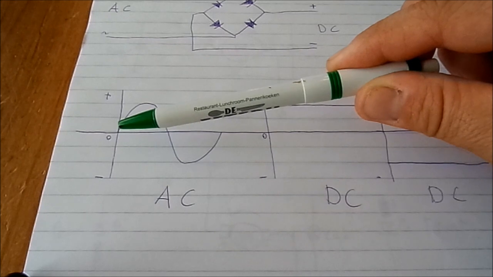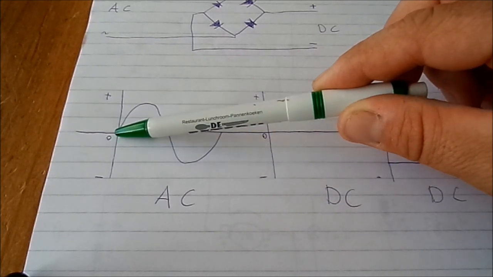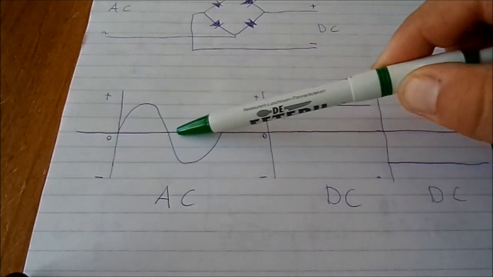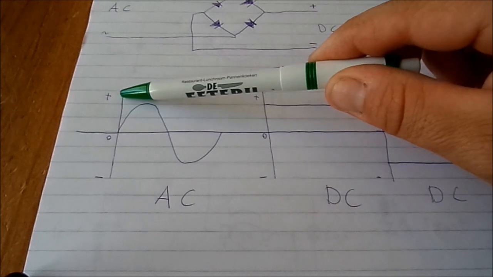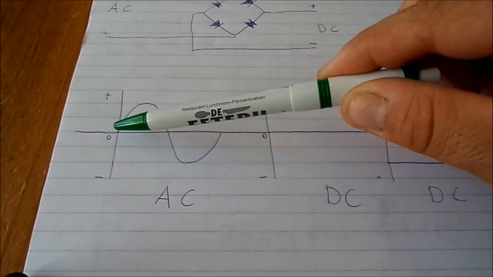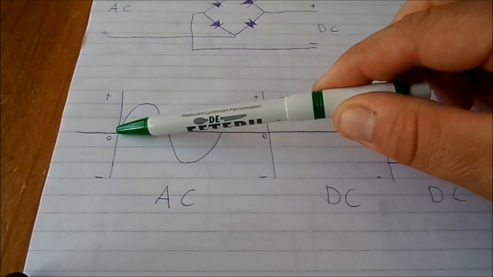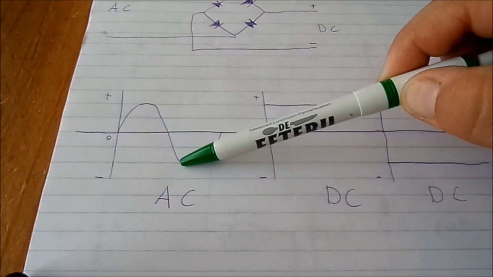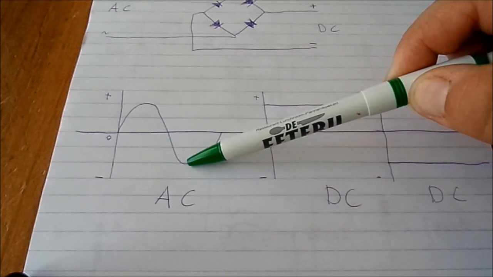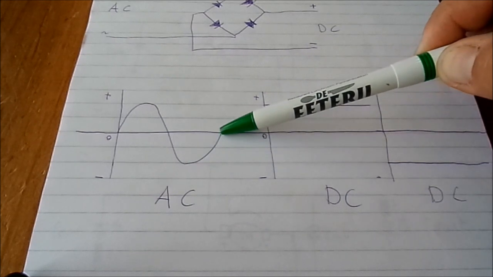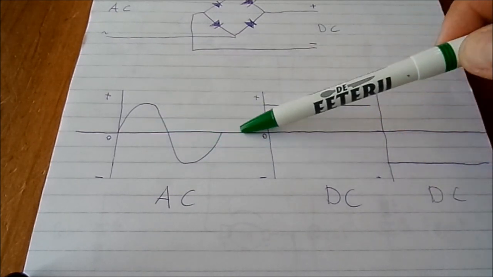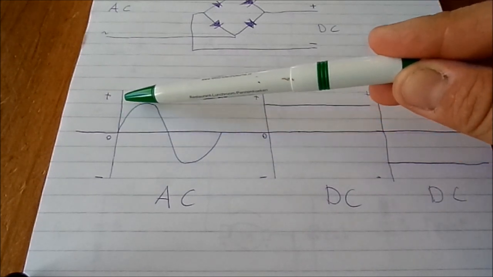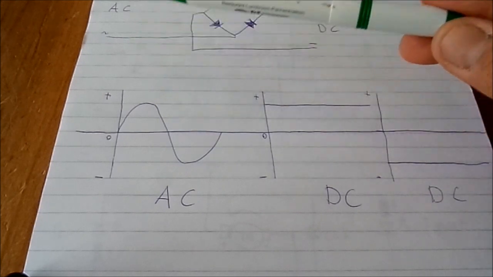AC current is something which starts at 0 volts. This is volts this way, and this is the time. So here is positive voltage, negative voltage. Current will be at 0 volts, then it will rise up to its maximum and drop down to 0, and then to negative again. Then it will go up again to 0 and continue doing that. As you can see, that is why it's called alternating current.